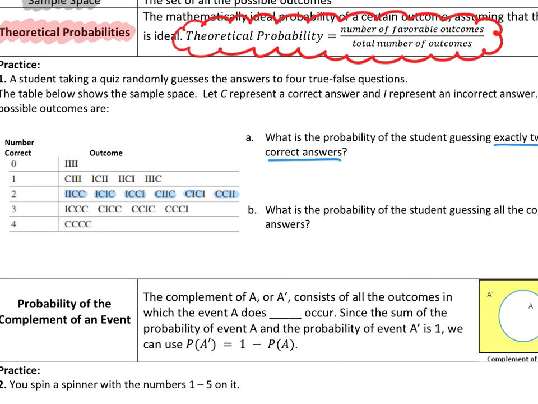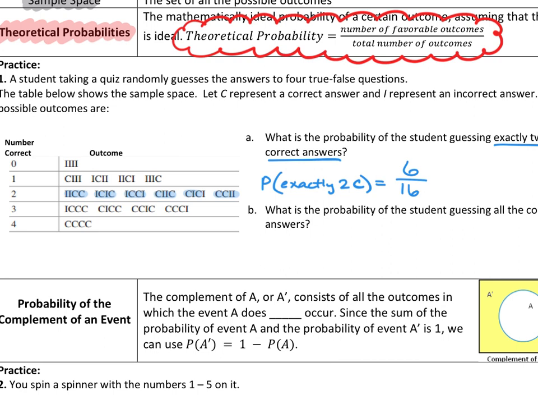Do we agree? Okay, if we're doing that theoretical probability, we would say the probability that they get exactly 2 right would be the number of favorable outcomes, which we just counted to be how many? How many in the row with 2? 6, divided by the total number of outcomes. Okay, well, we have this entire table. How many total outcomes were there? 1, 2, 3, 4, 5, 6, 7, 8, 9, 10, 11, 12, 13, 14, 15, 16 total outcomes.